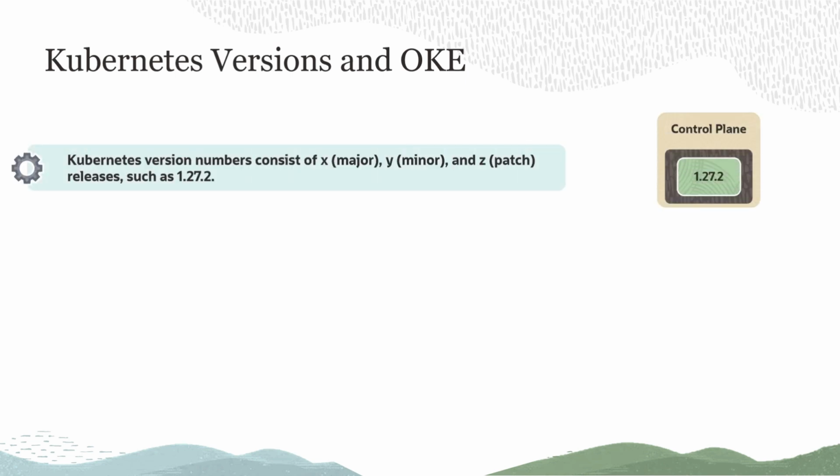The Kubernetes project frequently releases new versions, each bringing a mix of fresh features, updates, and bug fixes. These versions are uniquely identified by a three-part format: X.Y.Z, where X represents a major release, Y is a minor release, and Z signifies a patch release. For instance, we might have a version like 1.27.2.